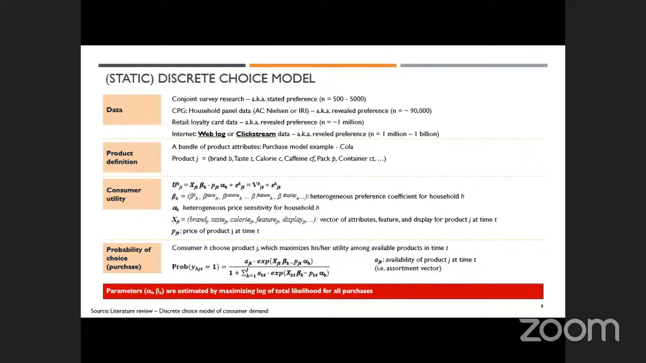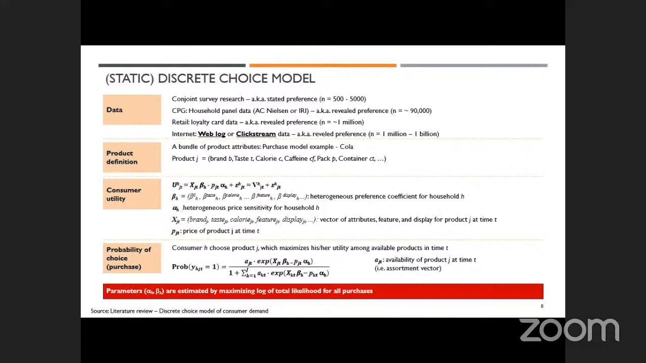So here I use the cola as an example again, right? So there will be a parameter for the base level demand and then taste, calorie and caffeine, pack size, and maybe container and brand. And also you can actually have the marketing sensitivity, like the sensitivity to the end of the aisle display or some feature ad together with price, right? So that kind of specifies your liking.